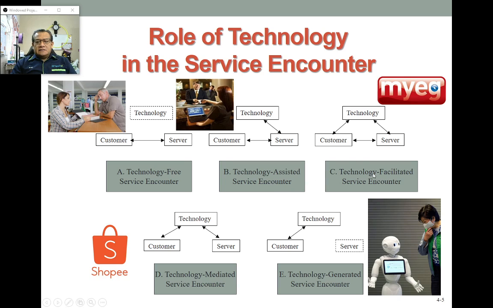The third type is type C, technology-facilitated service encounter, in which all three components, technology, customer, and company employee, are interacting with each other.